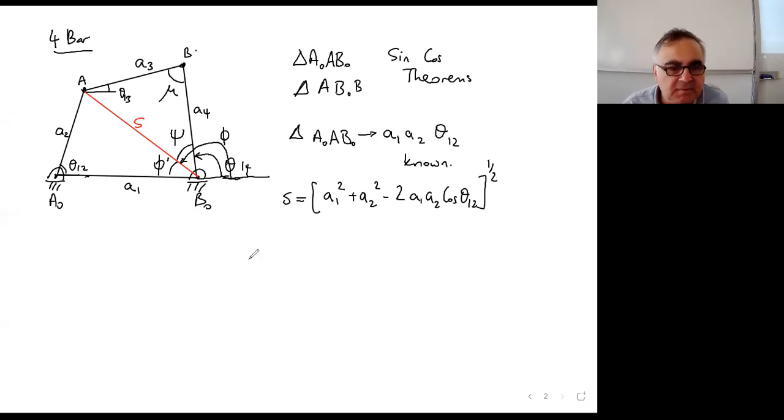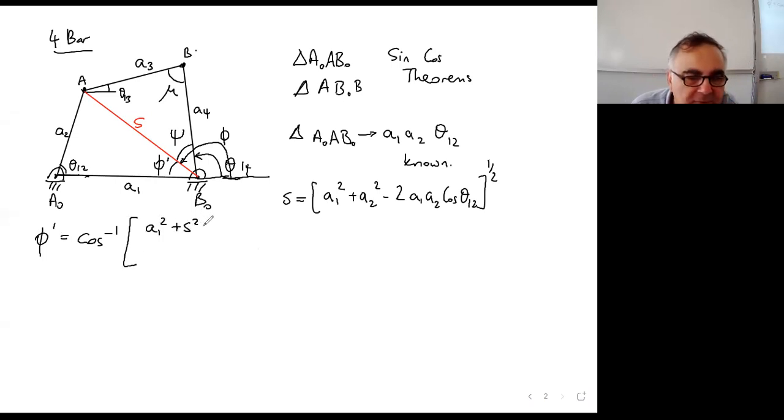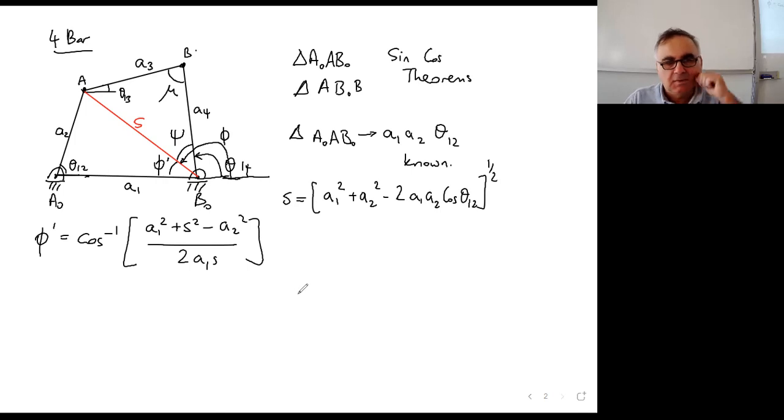And phi prime, for example, can be obtained either from the sine theorem or from the cosine theorem. Let's say we use the cosine theorem: cosine inverse of a1 squared plus s squared minus a2 squared over 2 a1 s, if you remember. So this triangle is solved. Maybe you can find this angle, but it's not necessary.